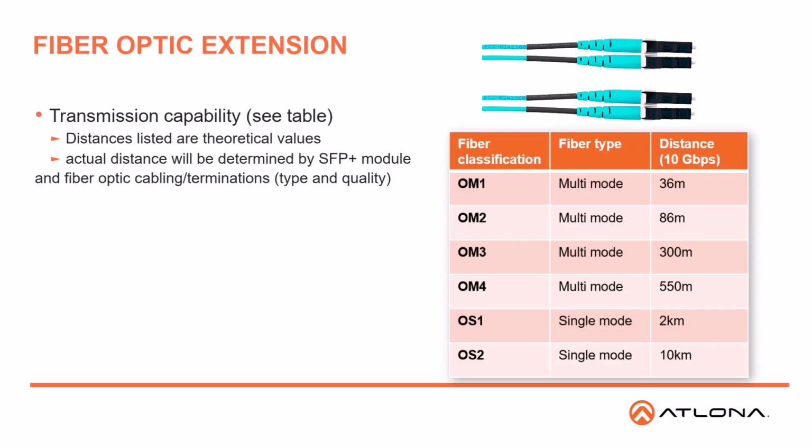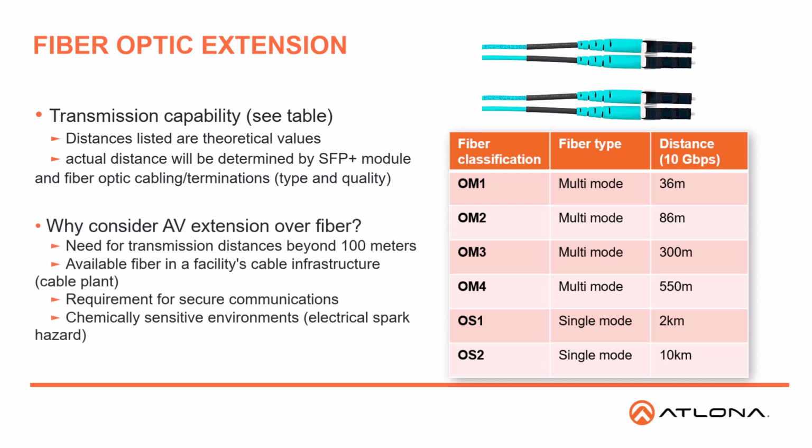Let's look at the fiber optic aspects of the Pro5 series. Transmission distances range from 36 meters to 550 meters with multi-mode fiber optic cable, and up to 10 kilometers with single-mode fiber. There are several reasons to consider AV extension over fiber. A need for transmission beyond 100 meters. Available fiber in a facility's cable plant for AV system integration. A requirement for secure communications. And in very specific cases, environments where electrical connections must be avoided.